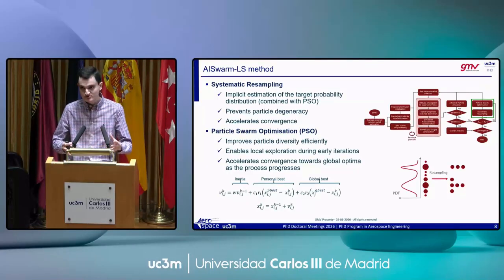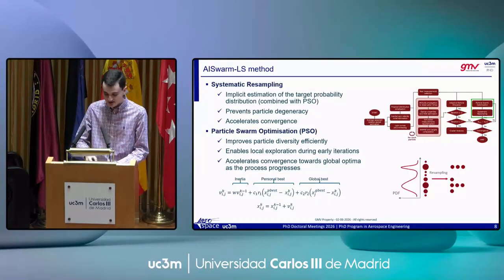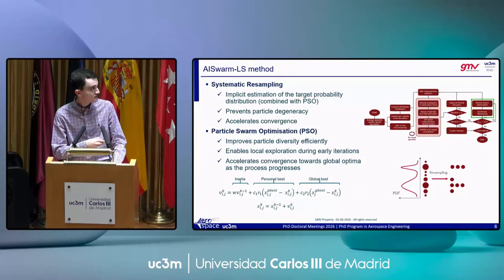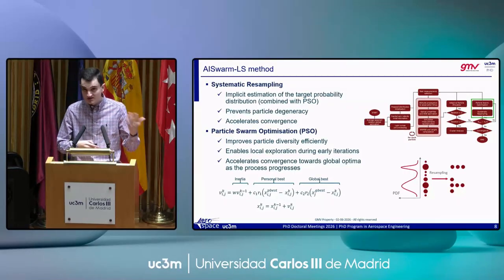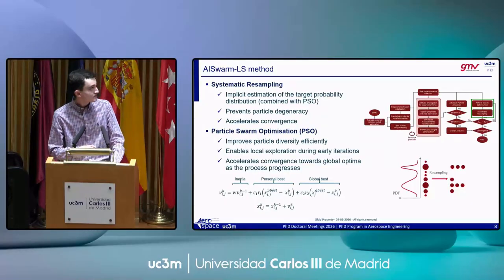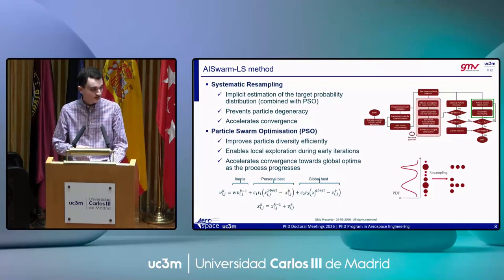Then we need a method to update the particles from one iteration to the next. And we do this by a combination of two methods: systematic resampling, which basically replicates particles that have a high weight and eliminates those that have a negligible weight. And it is very useful to prevent the problem of particle degeneracy.